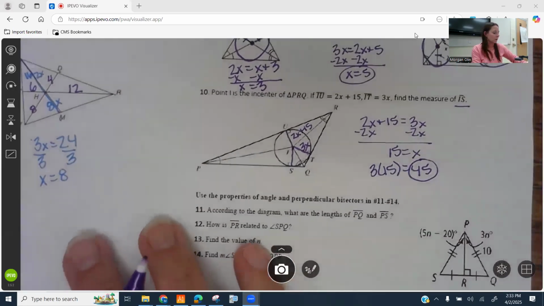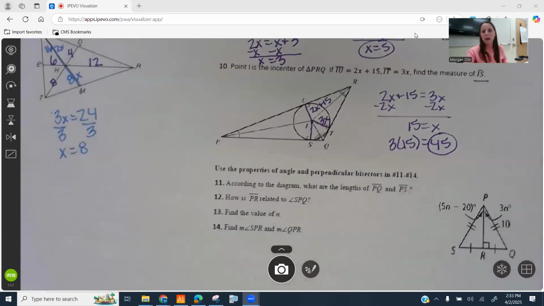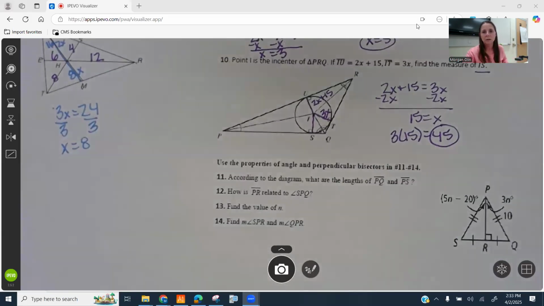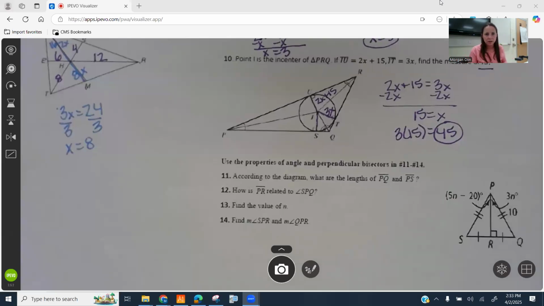Okay. All right. Okay, we're going to get to this next one in just a second. All right, and we're back to finishing this right here.